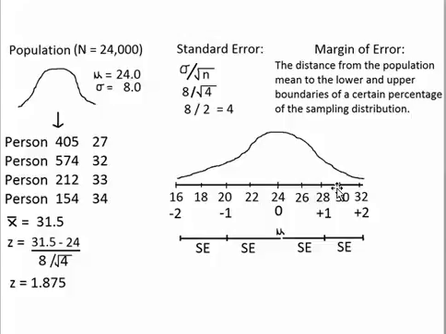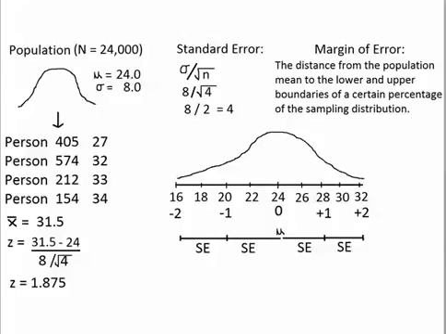There's actually a different margin of error for every percentage. For example, the 50% margin of error is the distance from the population mean to the lower boundary and the upper boundary of the middle 50% of the possible samples. The 85% margin of error is the distance from the population mean to the lower boundary and the upper boundary of the middle 85% of the possible samples. There's actually a formula that can be used to calculate the margin of error for any percentage. I'll show you that formula in just a second.